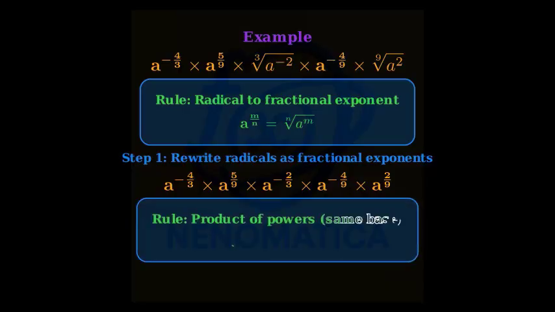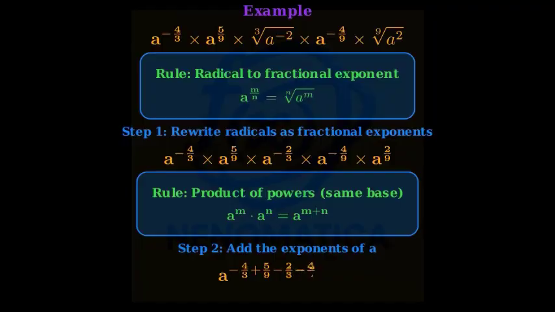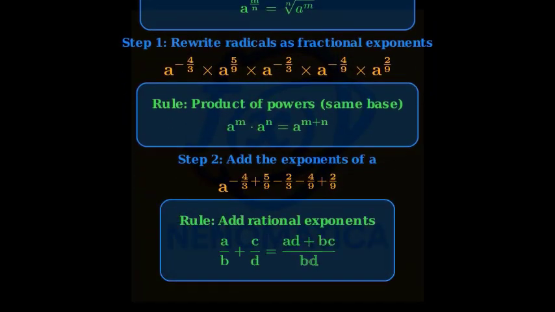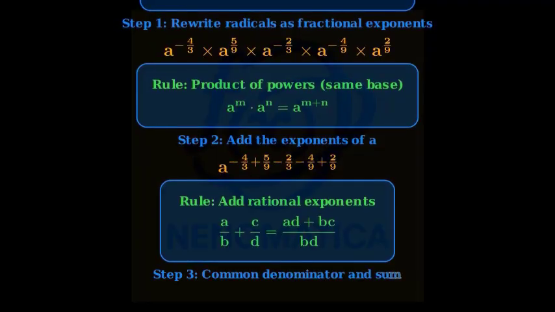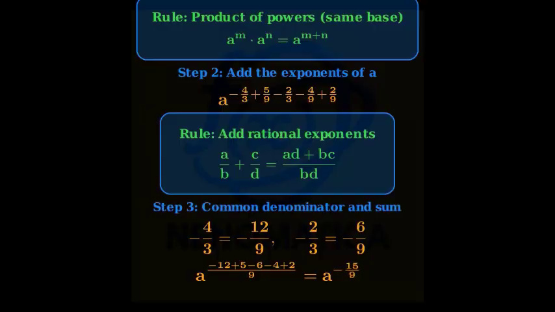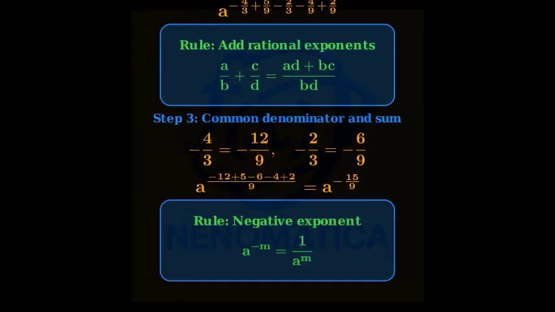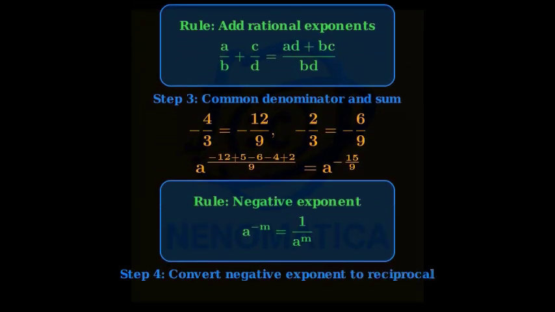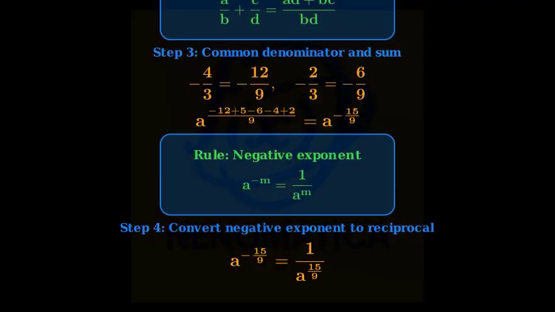Step 2. Use the product of powers with the same base. We keep the base a and add all exponents together. Step 3. Convert all fractions to a common denominator of 9 and then add them. Step 4. A negative exponent means reciprocal. So a to the power negative 15/9 equals 1 over a to the power 15/9.